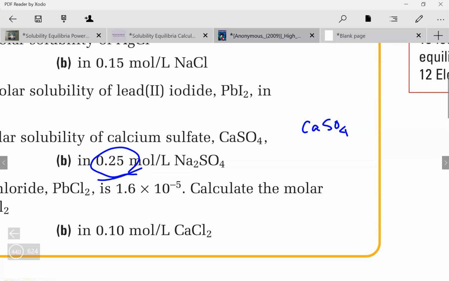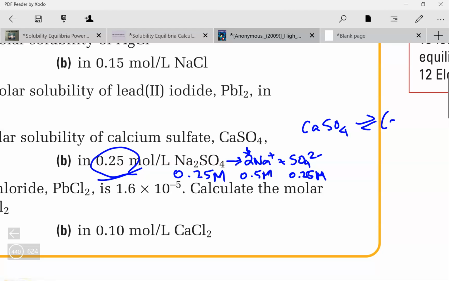Again, the sodium sulfate is going to dissociate completely to 2 sodium plus and SO4 2 minus. So if I have 0.25 moles of this, I have 0.5 moles per liter of sodium, because I have to multiply it by 2, and 0.25 moles per liter of the sulfate ion. In my equilibrium expression for calcium sulfate, I'm only worried about my sulfate ion. I don't really care about my sodium because it's not affecting this.